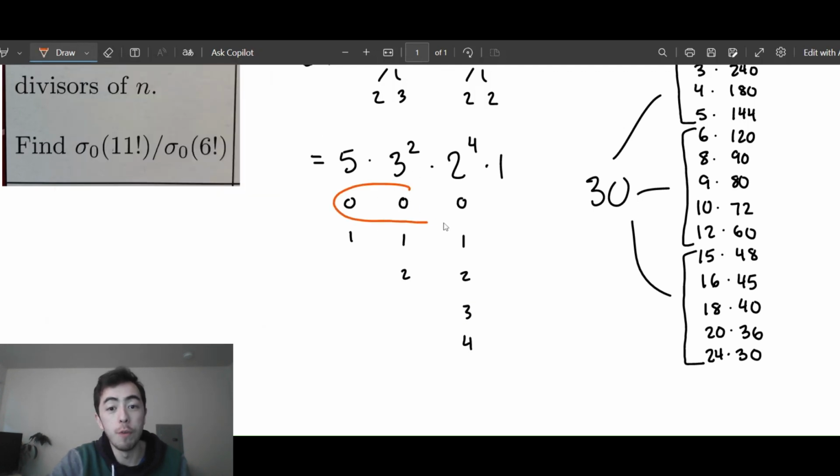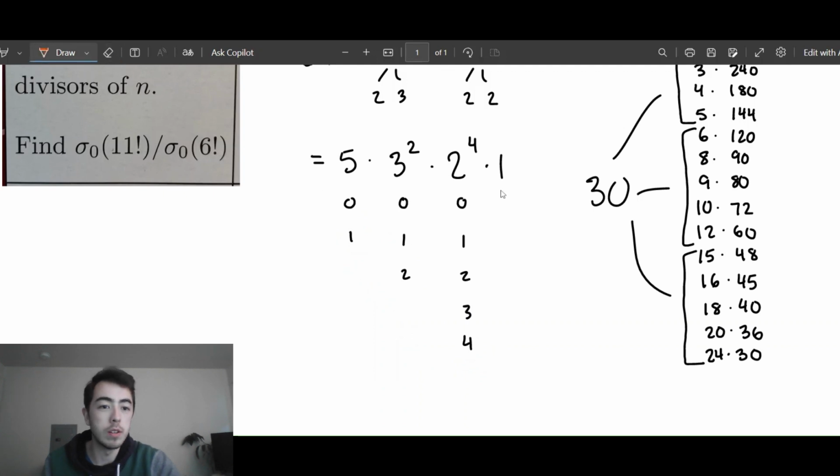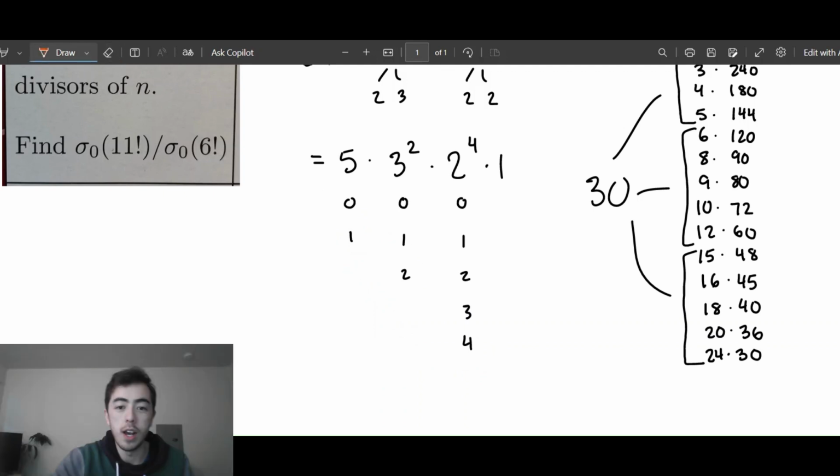So if I take no 5s, no 3s, and no 2s, I am just left with the number 1, and that is a divisor of 720. I could take everything, right? And this would produce 720. That divides itself as well. Any number that you can see in that list on the right, I can create uniquely by circling one of these 2 numbers, one of these 3 numbers, and one of these 5 numbers. Like say this 10 would be right here. 1, 5, 1, 2, and no 3s.